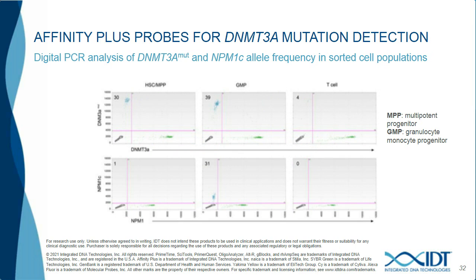Now that we are looking at the fully matured T cells, we see that in the DNMT3A the mutant population is essentially gone. Similarly, we see that with the NPM1, there is no mutant population present.